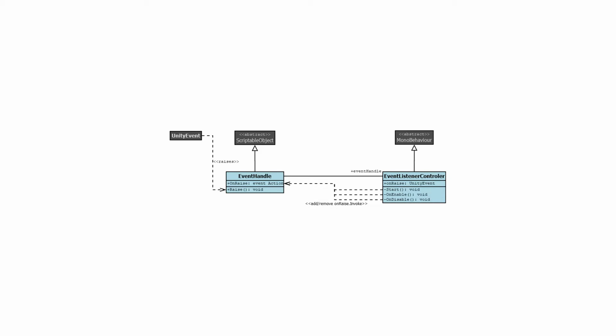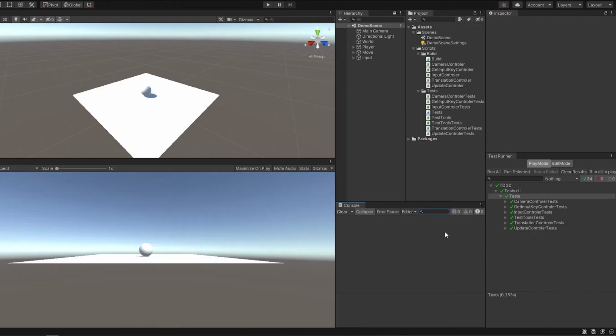And like in the last tutorial, the black classes are classes provided by Unity, and the blue ones are the ones we will create. The event handle itself will be used as an event broadcaster, so that, for instance, an input controller only needs to know the corresponding event handle. The event listener controller then simply listens to the event handle and triggers certain behavior when the event handle is raised. Let's first reorganize our source code files.